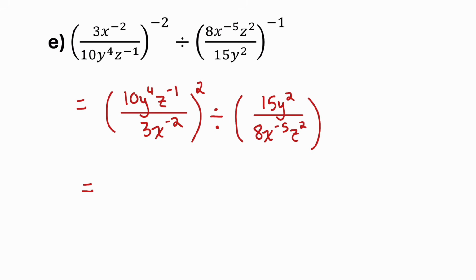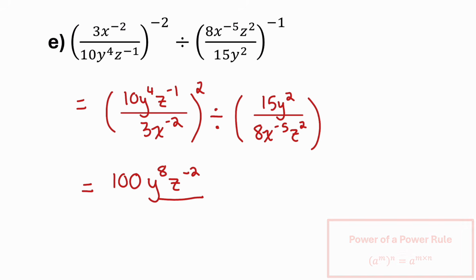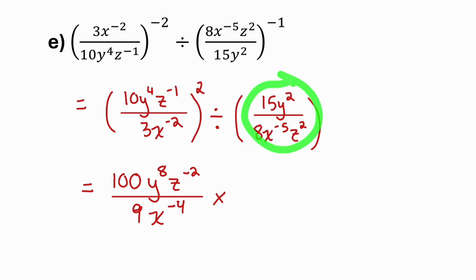When I apply it to the 10, 10 squared is 100. And when I apply it to the y to the 4, multiplying the exponents because of the power of a power rule, I get y to the 4 times 2, which is 8. Applying it to the z to the -1 would give me z to the -1 times 2, which is z to the -2. And then in the denominator, I have to do 3 squared, which is 9, and x to the -2 squared, which is x to the -4. And then also remember, when dividing fractions, we can change the operation to multiplication if I flip this second fraction.